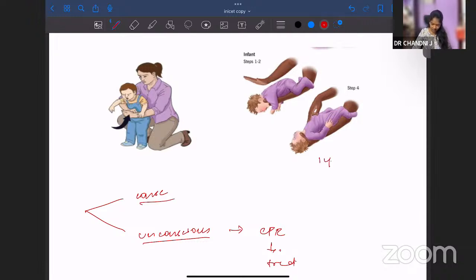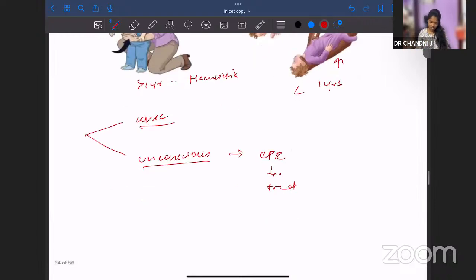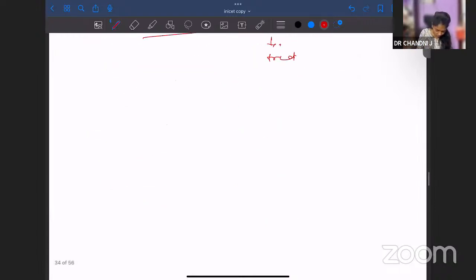If the baby is an infant, less than 1 year, you do this technique. 5 back blows followed by chest compression. 5 times you give back blows and then 5 chest compressions. This is for infants. If the baby is more than 1 year of age, you do something called Heimlich's maneuver. What is this? Abdominal thrust, you're giving Heimlich's maneuver in a conscious baby. If the baby is unconscious, you're going to do CPR and then breathe. Okay, clear? This is about foreign body removal.